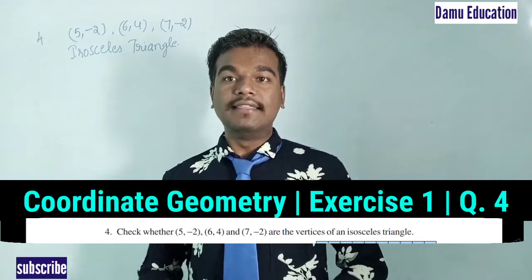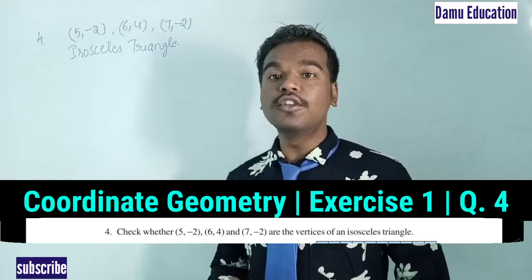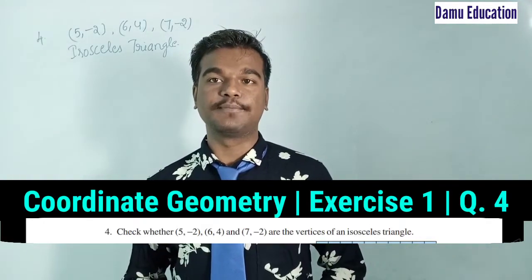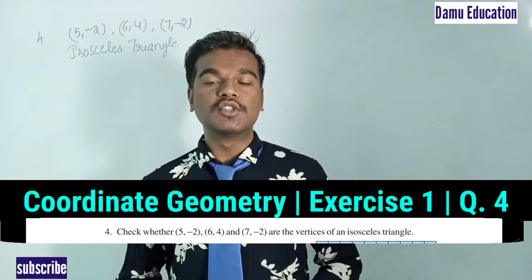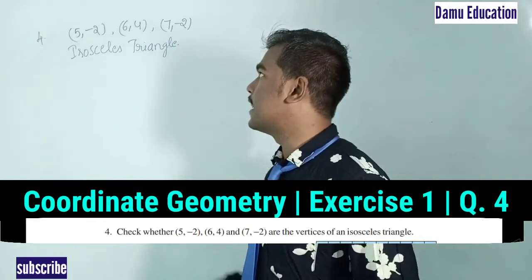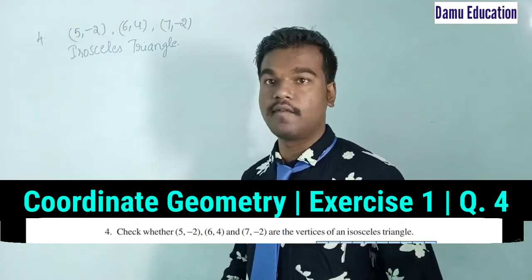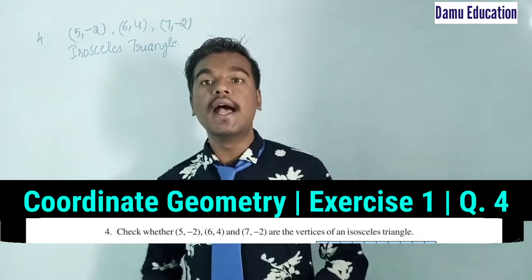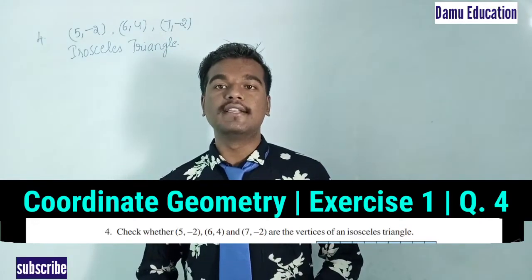So now in this video, we are going to discuss our fourth question in our first exercise in coordinate geometry. They are asking: check whether the given points (5, -2), (6, 4) and (7, -2) are the vertices of an isosceles triangle.